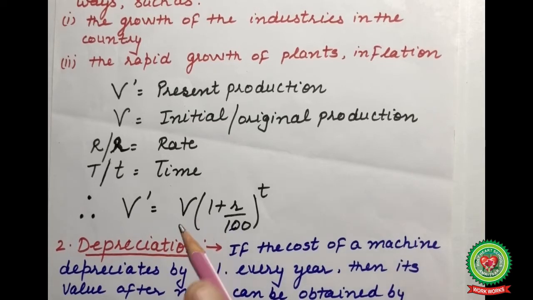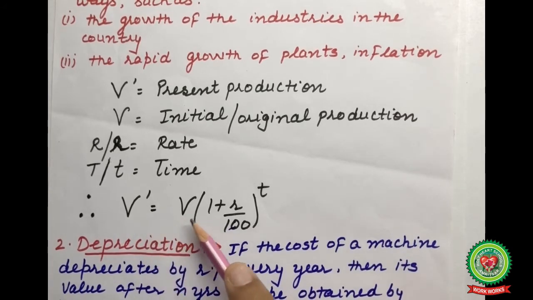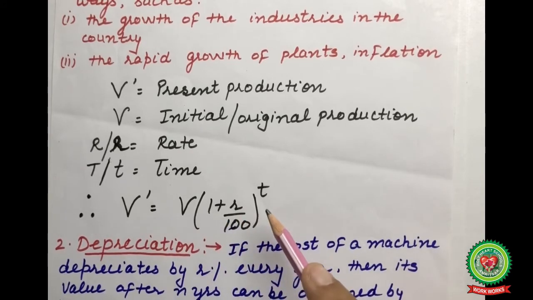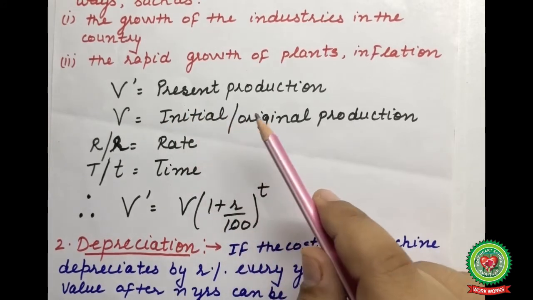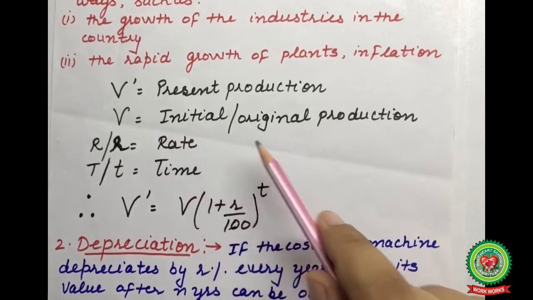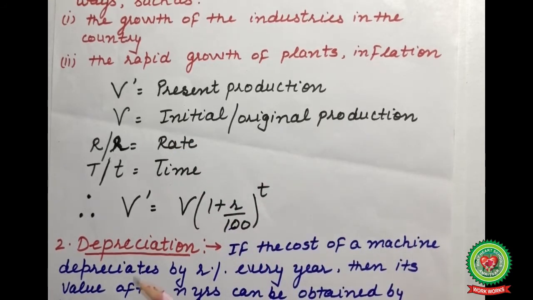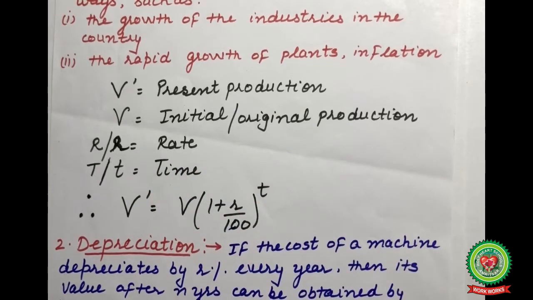So the formula that we are going to use is V dash is equal to V bracket 1 plus R upon 100 raised to power T, where V dash is the present production, V is the initial or the original production, R is the rate of growth, and T here represents the time period.